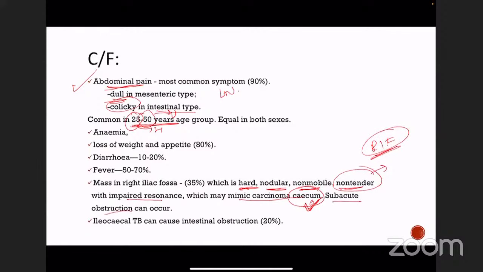The patient will have subacute obstruction, already discussed in hyperplastic type. Ileocecal TB can cause intestinal obstruction in 20% of patients, later or sooner. As already explained, due to stricture, the patient will have obstruction at a later or sooner stage if we are not treating the patient on time. Specifically, only if we do not diagnose or treat the patient will the patient have this obstruction.